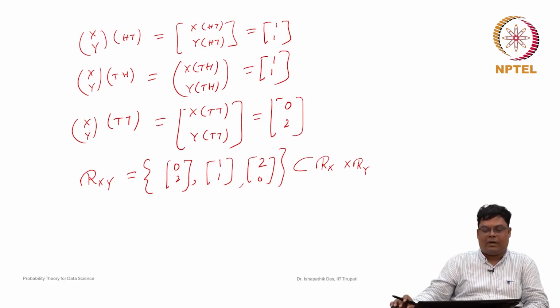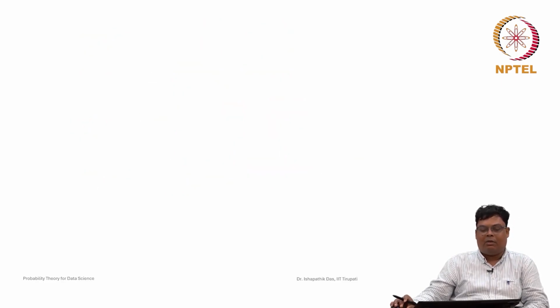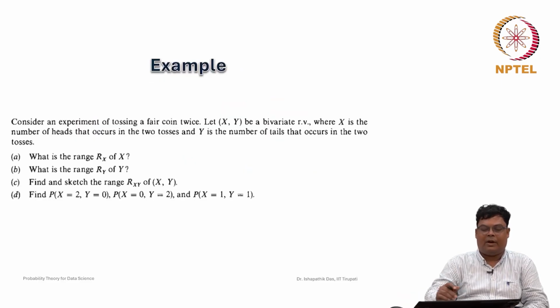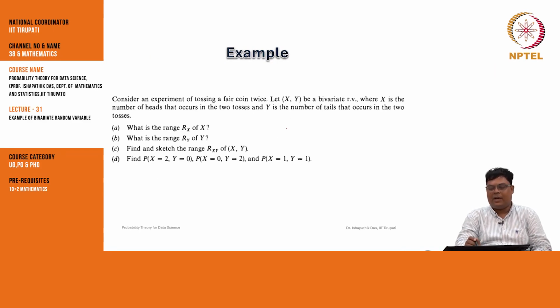So, I hope you have understood the definition of the bivariate random variable. Now, this example we have already discussed. Consider an experiment of tossing a fair coin twice. Let XY be a bivariate random variable, where X is the number of heads that occurs in two tosses and Y is the number of tails that occurs in the two tosses.